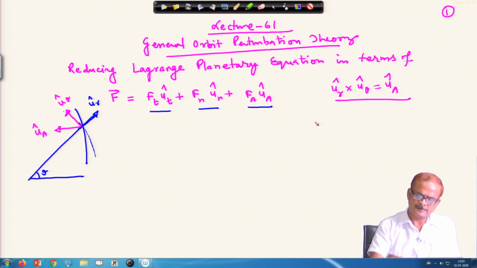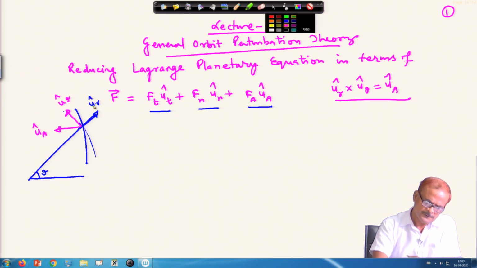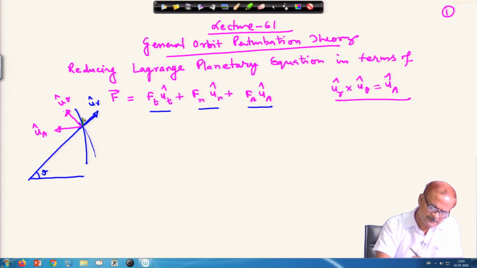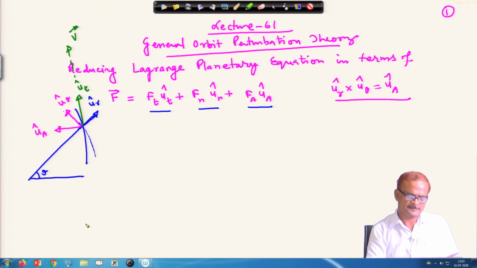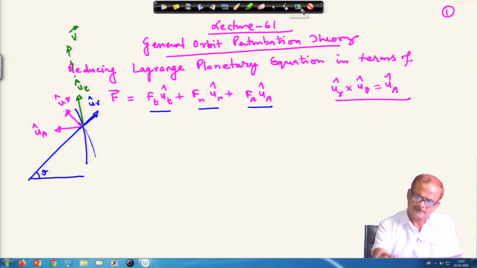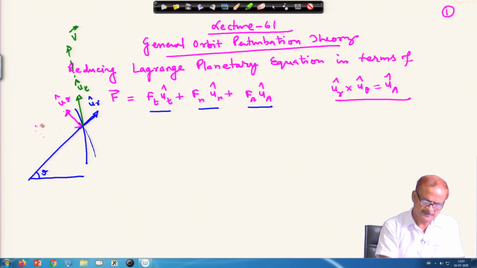Here in this case, instead of u r, we will now be using u t cap, which is the tangent vector in the velocity vector direction. Along this direction we have the velocity of the satellite. So, this is u t cap. And u a cap I will remove from this figure, because it appears in the same direction as the vector I am going to show. So, this is u n cap.